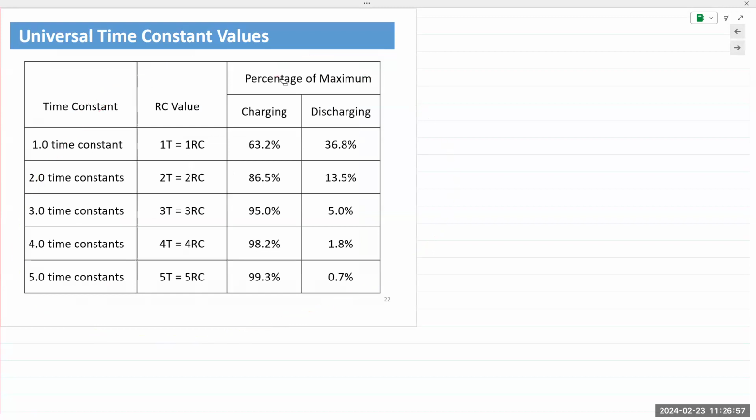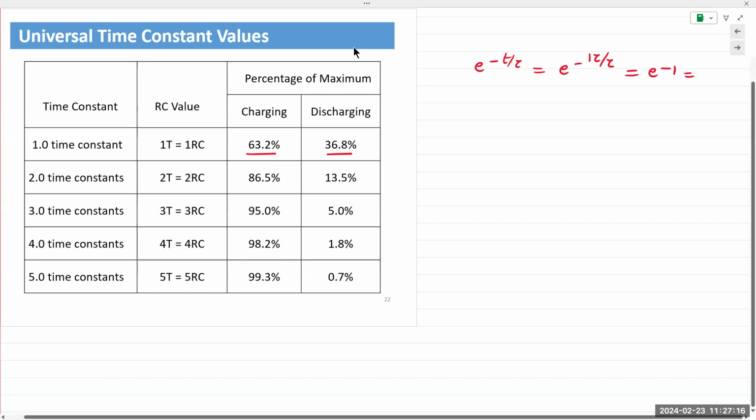And I will just explain the first value. First value is e raised to minus t over tau, where t is 1 tau. So then it becomes e raised to minus 1, which is equal to 0.3679.